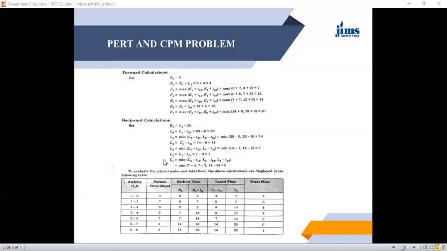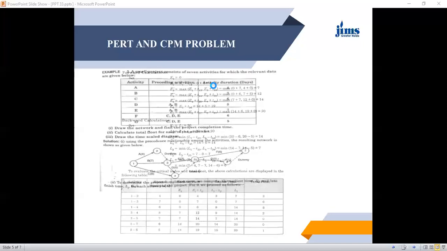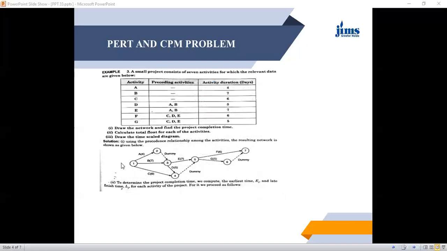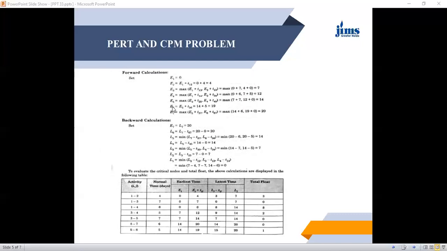You see here, I have written E2 is equal to E1 plus T12 is equal to 0 plus 4 is equal to 4. I is equal to 1, J is equal to 2, so T12 is equal to 4 days. So E2 will be equal to E1, 0, plus T12, 4 days, so 4 days. Similarly, we have calculated for all other activities.